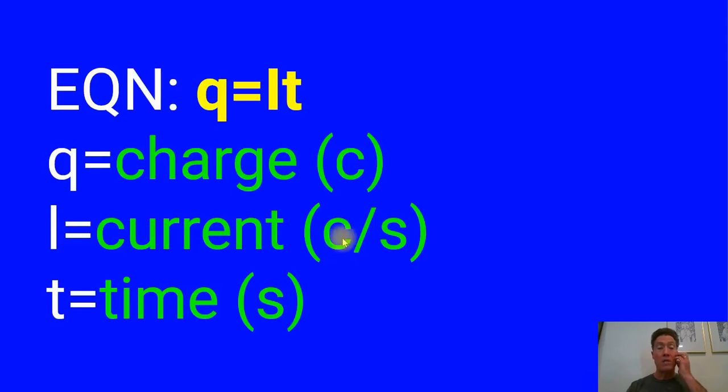So here's the equation. We've already mentioned it before. Q equals IT. And so this is the charge in coulombs. That's the number of electrons that are being transferred. And that's going to depend on the rate at which they're being transferred. So that's the current, the coulombs per second. So that's amps. So 10 amps is 10 coulombs per second. And then we keep track of time in seconds.